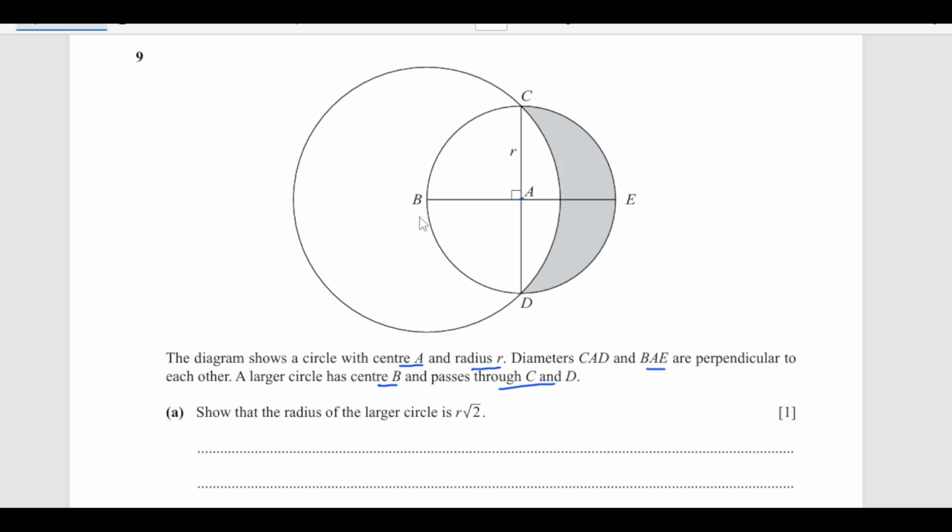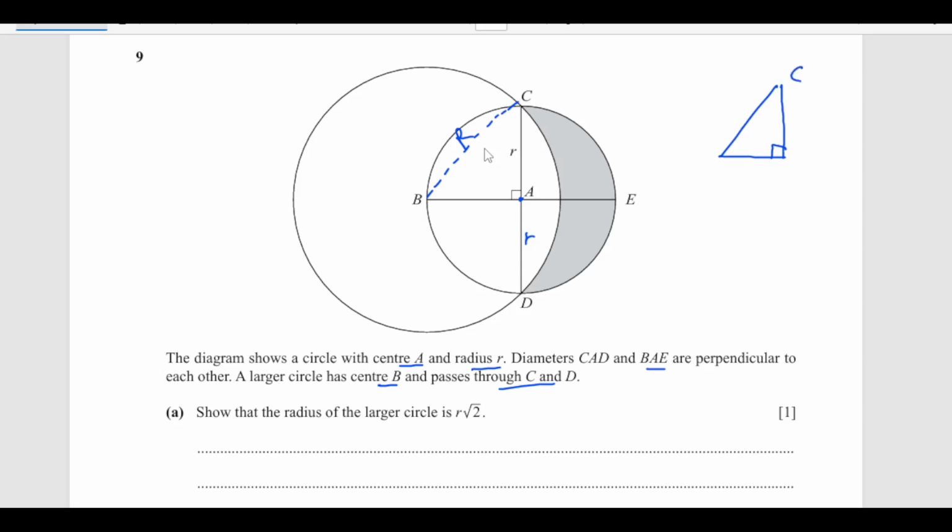Show that the radius of the larger circle is r square root 2. So, if this is r, this is also going to be r, right, this is the radius and this is the center of the smaller circle. So, we are looking for the radius. So, the radius of the larger circle is this one here. Let me denote this by capital R. Okay. So, the radius of the larger circle is, so if you see, we have this triangle now.